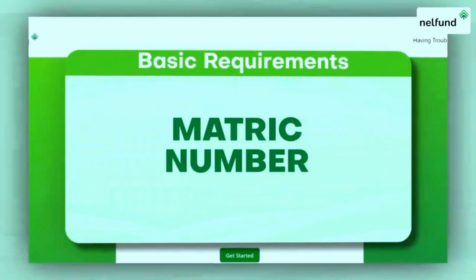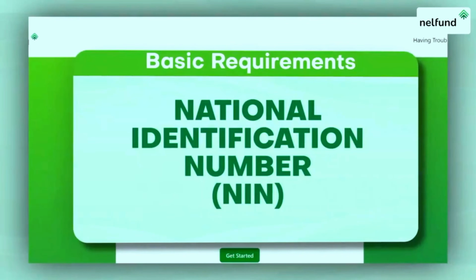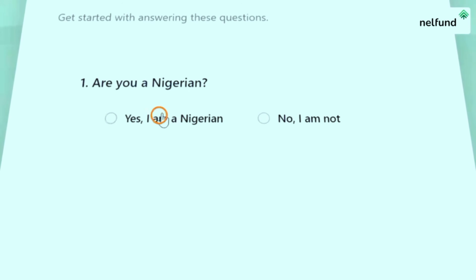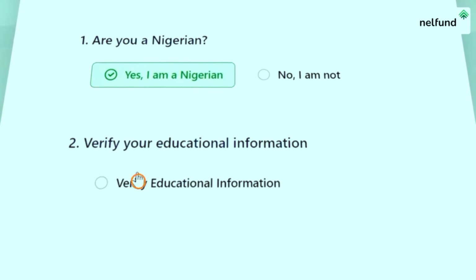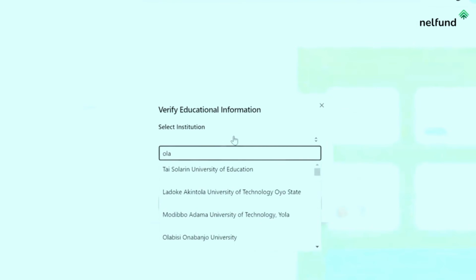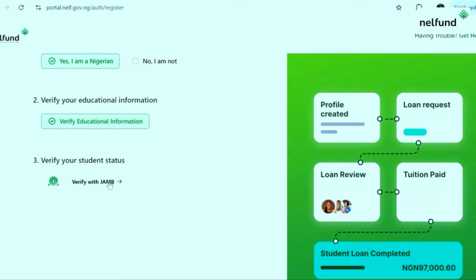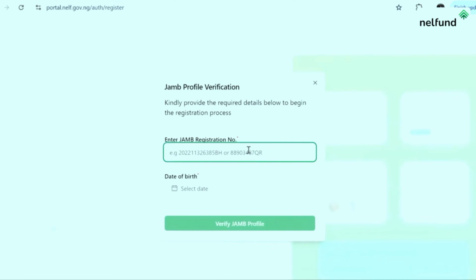You'll need your matric number, National Identification Number, NIN, and JAMB registration number. Fill in your details to verify your eligibility. Confirm your citizenship, select your institution, and input your matric number. Then, verify your JAMB details by entering your registration number and date of birth.